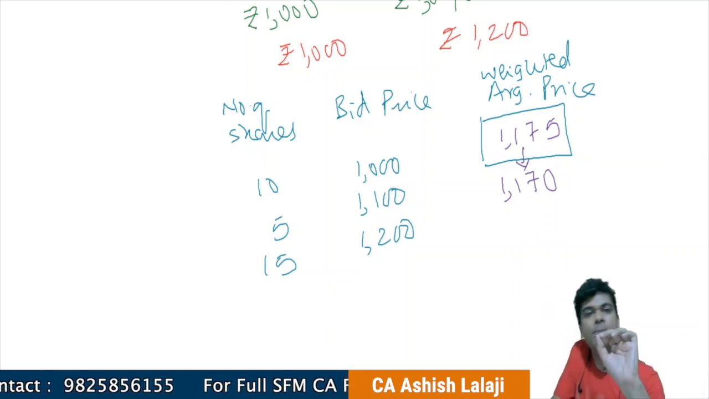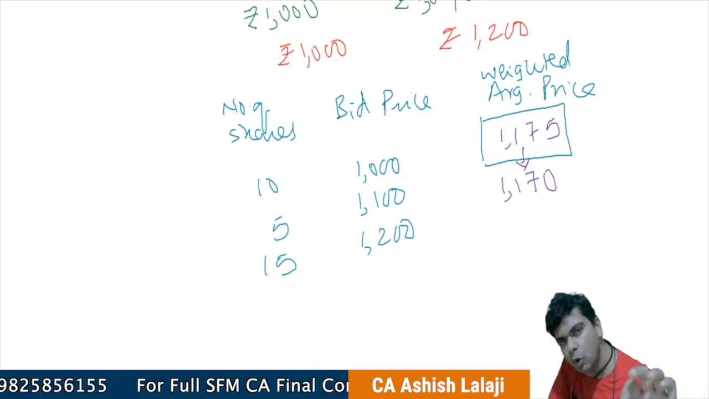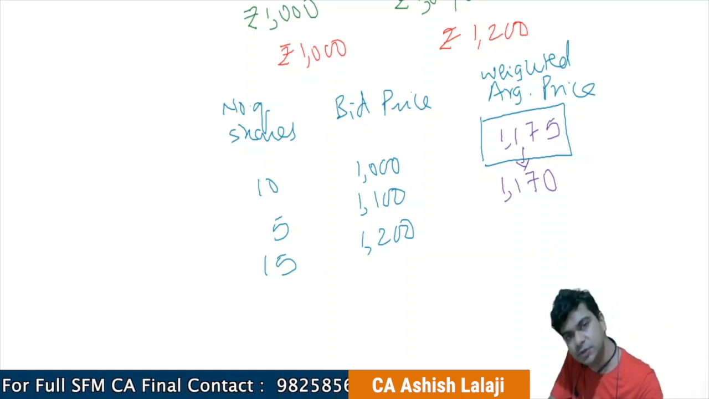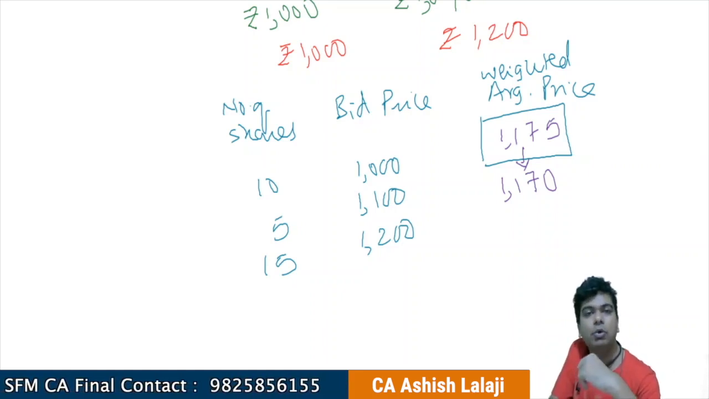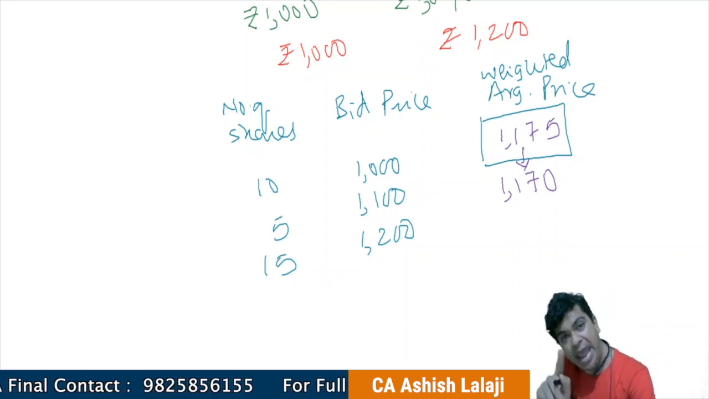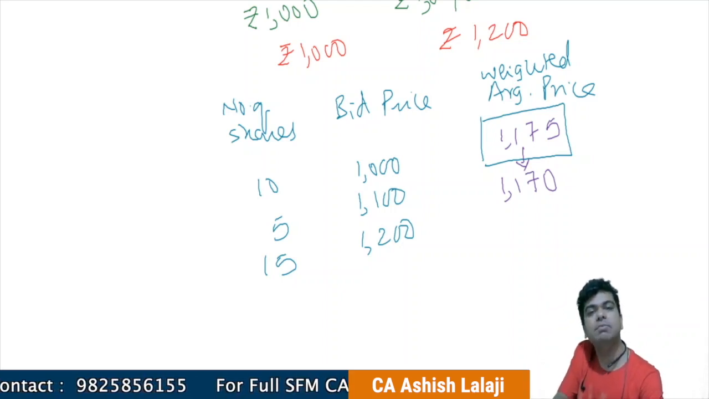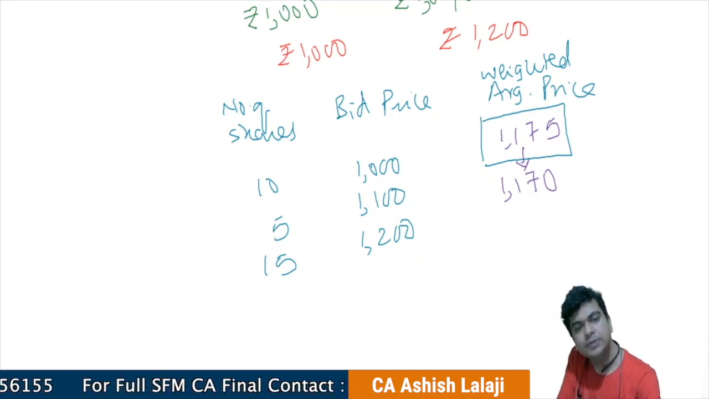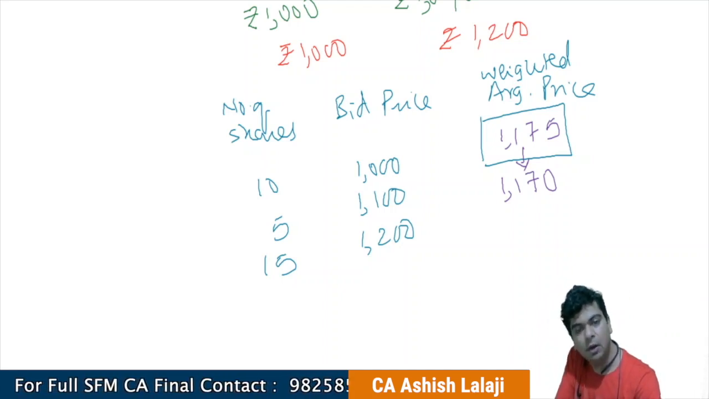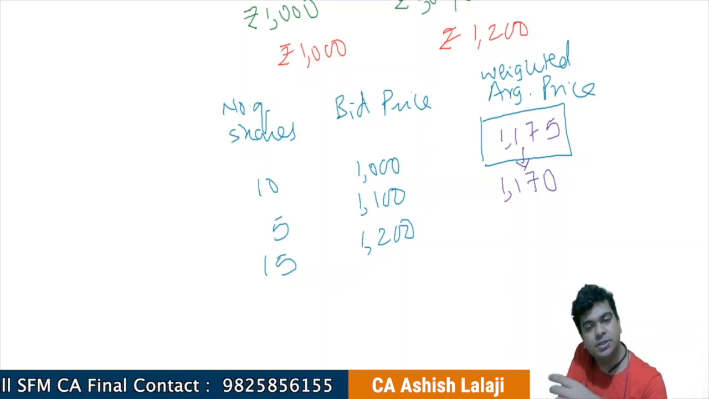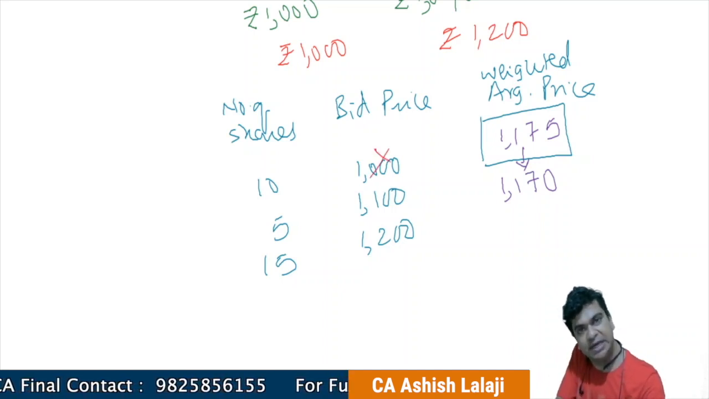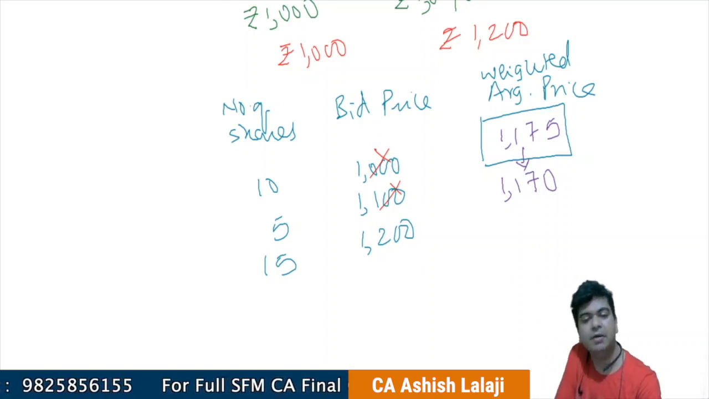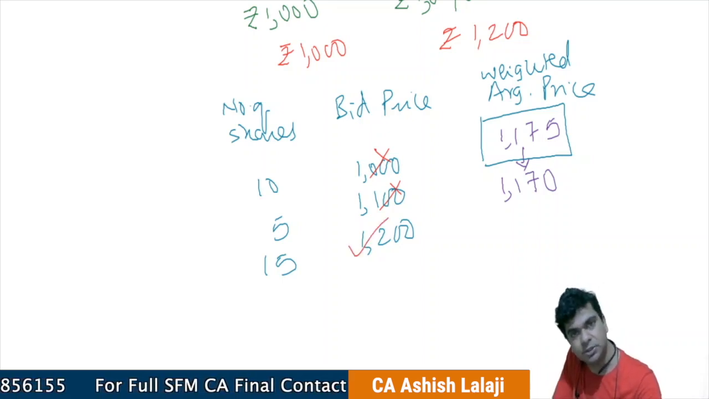The company decides to price its issue slightly lower than the weighted average price. So let us say it decides it is 1170. So what will happen now to your bid? Any bid which is at a price below 1170 will be rejected. So you had initially bid for 10 shares at 1,000, rejected. 5 shares at 1,100, rejected. 15 shares at 1,200, that will be accepted.